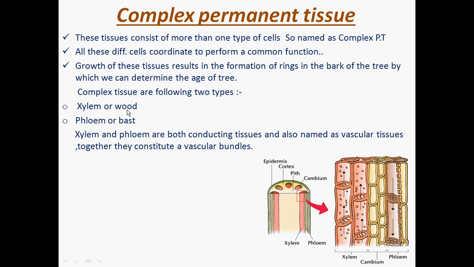Xylem is also named wood, and phloem is also named bast. As I told you, phloem and xylem are both conducting tissues, also named vascular tissues, and even the mechanical tissues, and they together form the vascular bundles. Do not get confused between vascular tissues and vascular bundles: the vascular tissues are xylem and phloem, and together they form the vascular bundles in the form of the rings on the bark of the tree.